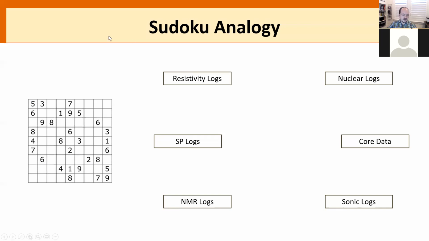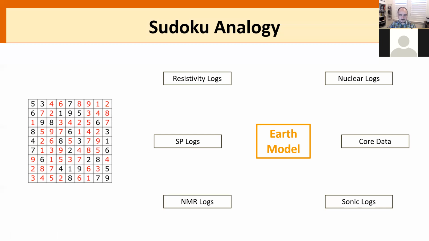In Sudoku, I don't know if you ever played that game, this is how it starts. You're given certain numbers in this grid. Those numbers are equivalent to the information that you get when you're logging a well. You can get the resistivity logs, core data, sonic logs, all that. Then in Sudoku, you're trying to find those red numbers that follow certain rules. In our case, those red numbers are the Earth model that you're trying to figure out.